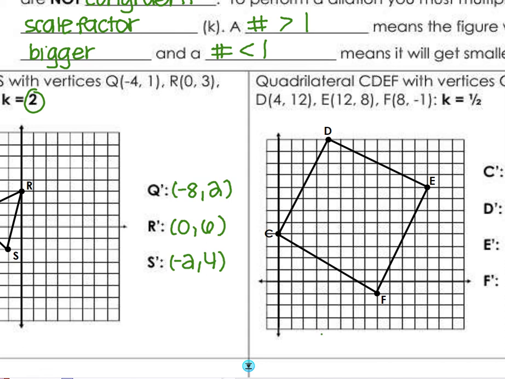All right, and I'm actually going to go ahead and skip plotting it, but it would get bigger. So if I plot that, it would be much bigger. Actually, I'll just do it.